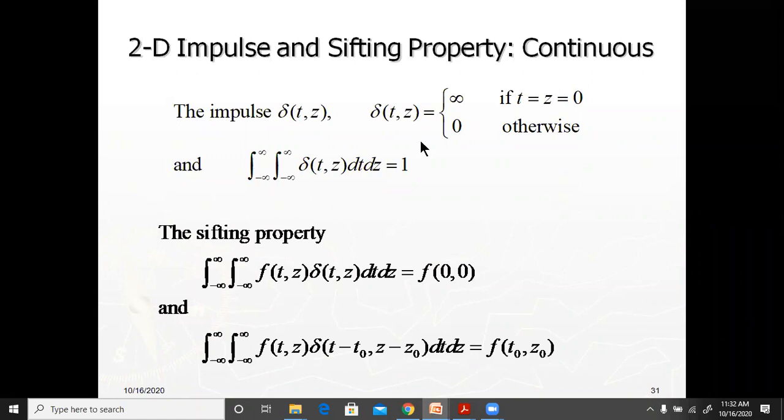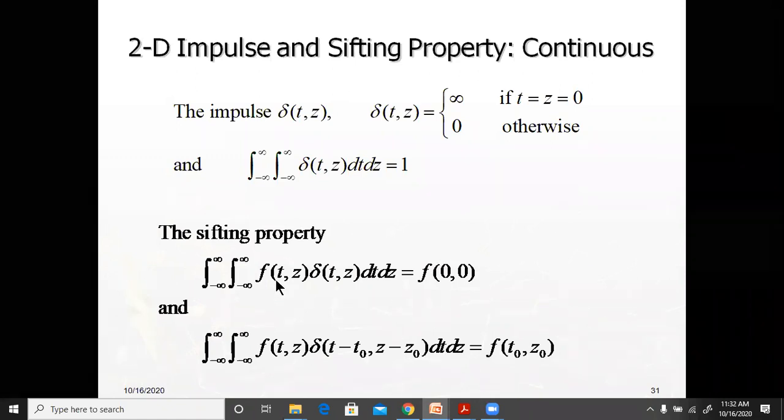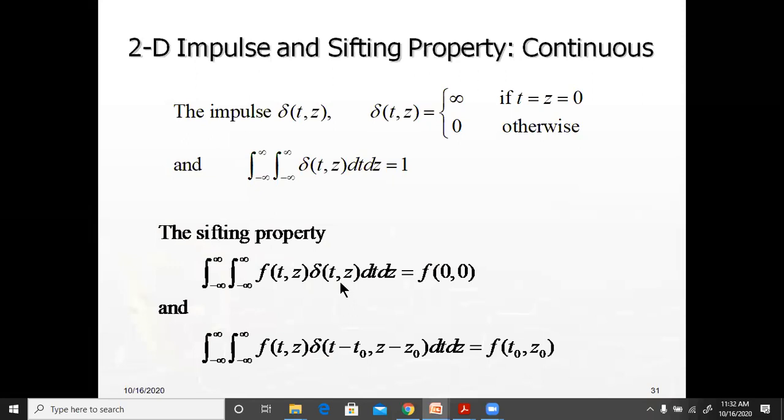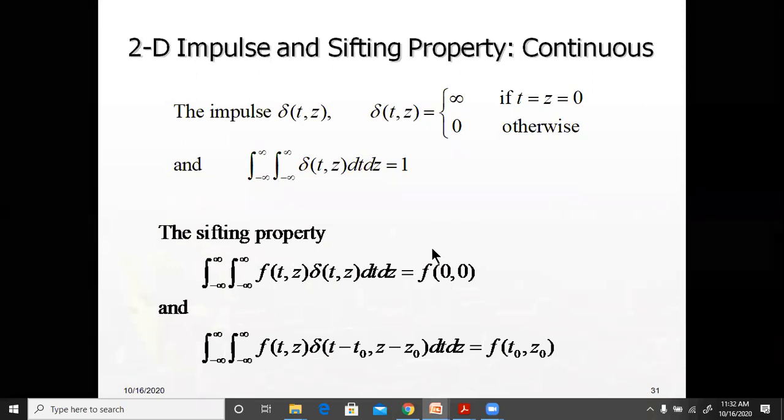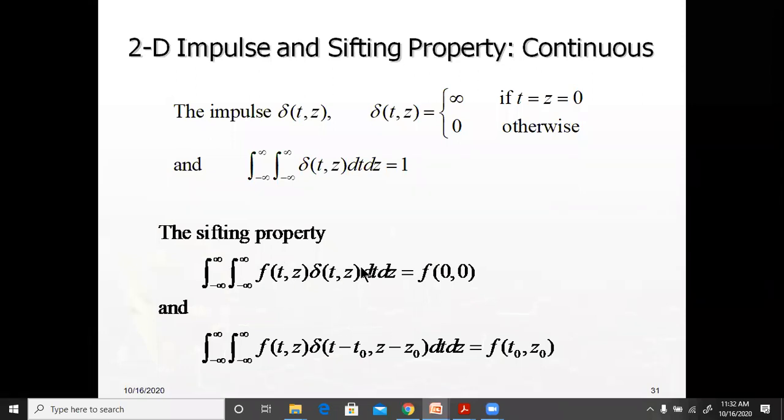So we are just trying to extend the one-dimensional quantity into a two-dimensional quantity over here. Earlier, if we had the integral of f(t) delta(t) dt, we would have written f(0). But now we have f(t,z) delta(t) delta(z), then f(0,0). If this was f(t) delta(t minus t naught) in a one-dimensional case, then this will be f(t naught). Because we have two variables, we are extending it to f(t naught, z naught).